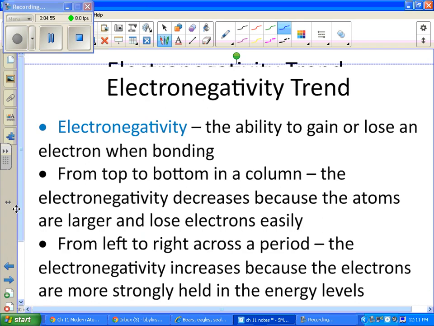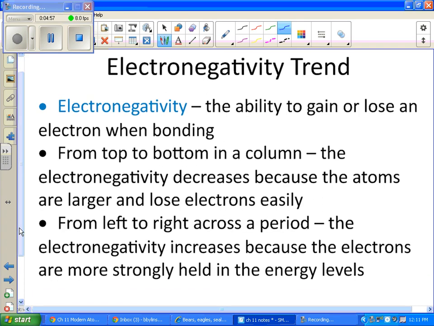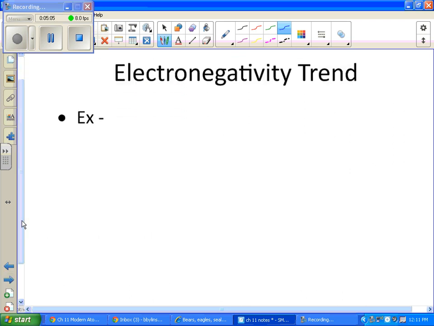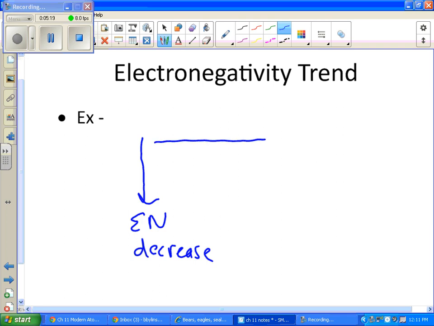Okay, and the last one is called electronegativity. This will also be important in our bonding chapter, so make sure you fill that in. And then I'm going to show you the trend. So from top to bottom, electronegativity tends to decrease. You do not have to look these up. I do not have these memorized. And as you go across the table, the electronegativity tends to increase.